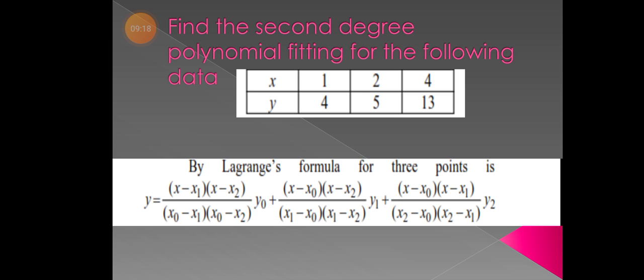Next, find the second degree polynomial fitting for the following data. Here they have given simply a polynomial, so we have to find y is equal to f of x, some value. That data was given here. For x, they have given 1, 2, 4. For y, they have given 4, 5, 13. By Lagrange's formula for 3 points, the formula has been displayed here as we have seen before.